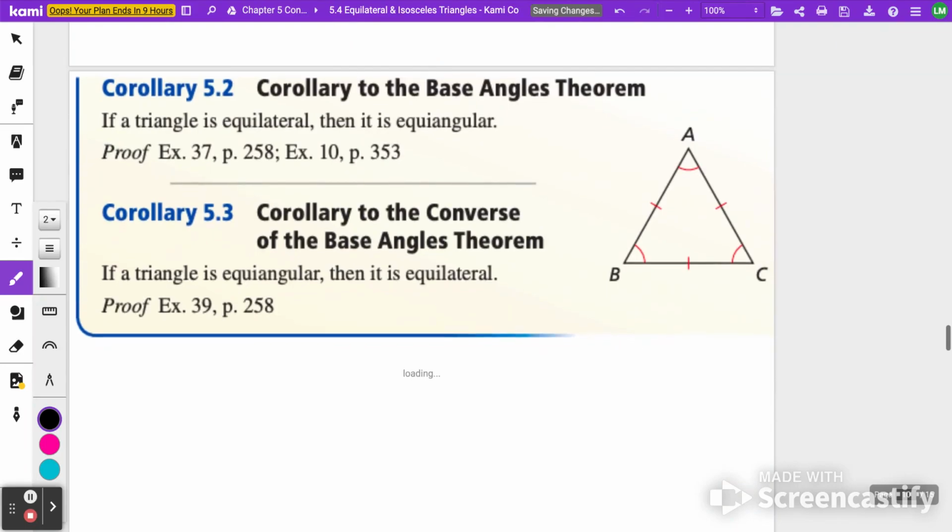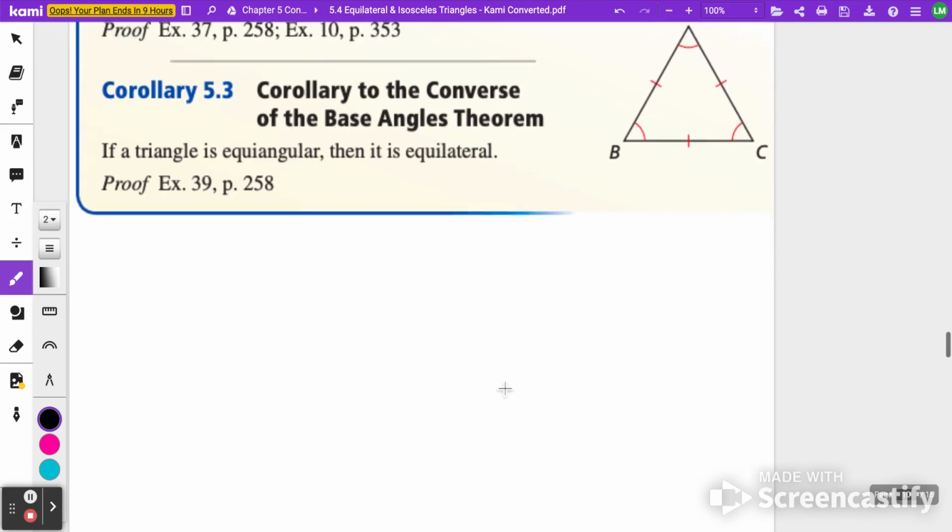Okay, now we have something called a corollary. A corollary to the base angles theorem just means when you add on to this. If a triangle is equilateral, then it's equiangular, which just means the angles are all the same. The corollary to the converse of the base angles theorem just states if a triangle is equiangular, then it is equilateral. Just means if all the angles are the same, then all the sides must be the same.